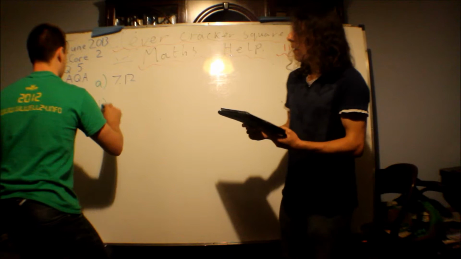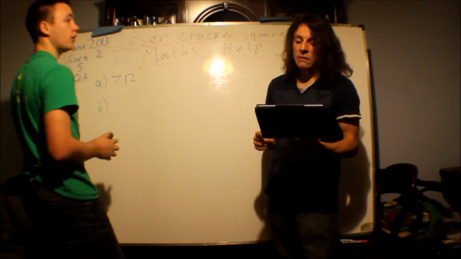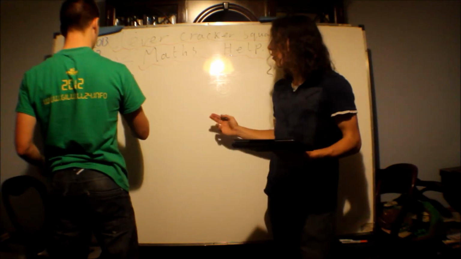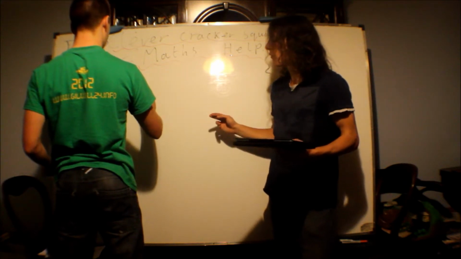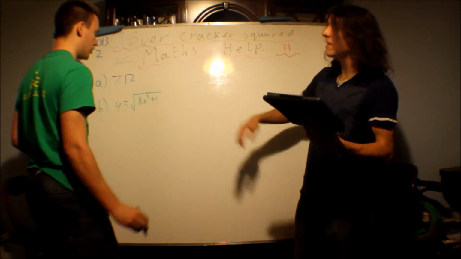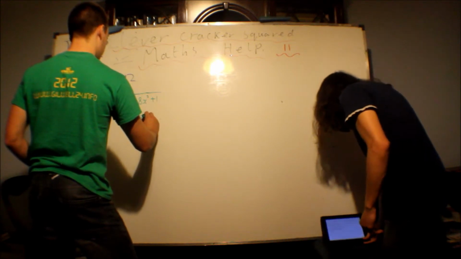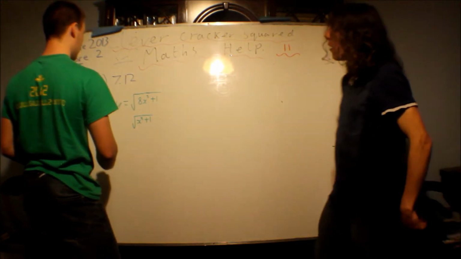So, part B. I'll read it again. The single transformation maps the graph of y equals root 8x cubed plus 1, like before, onto the same without the 8. Okay, so root x cubed plus 1, like this.